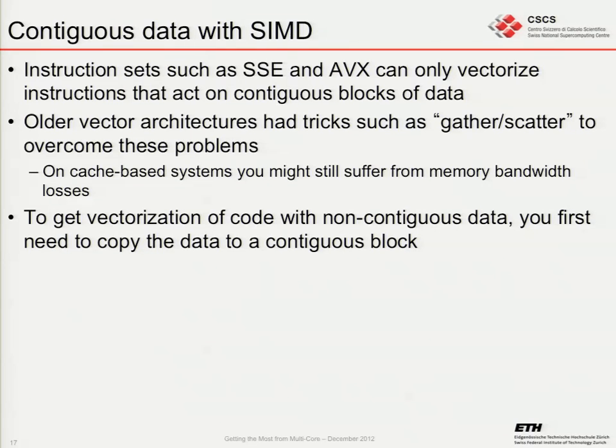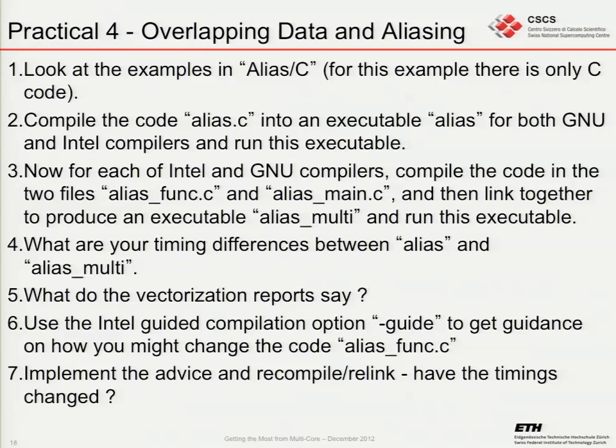So the next thing we'll look at, as an example, is overlapping data and aliasing. As I mentioned before, you're less likely to do anything like this in Fortran because the language semantics tend to disallow much of this. So in this example, we've just got a C code. And this is about aliasing of two pieces of data. Do they overlap? Do they not? What is the compiler going to tell you in this case?